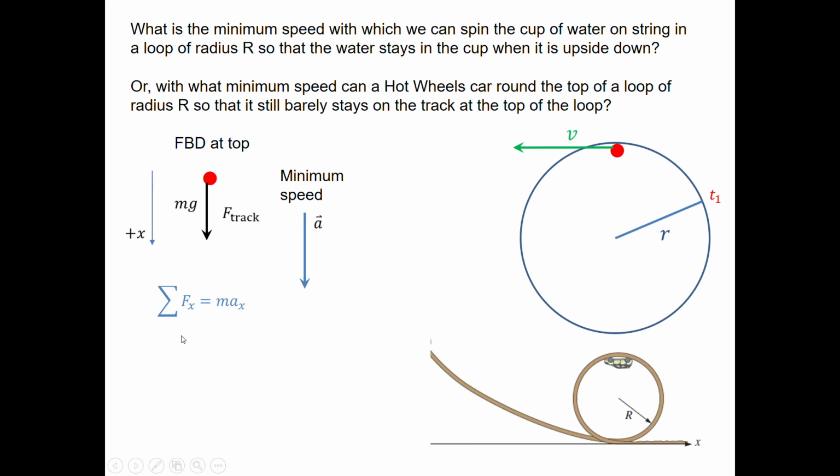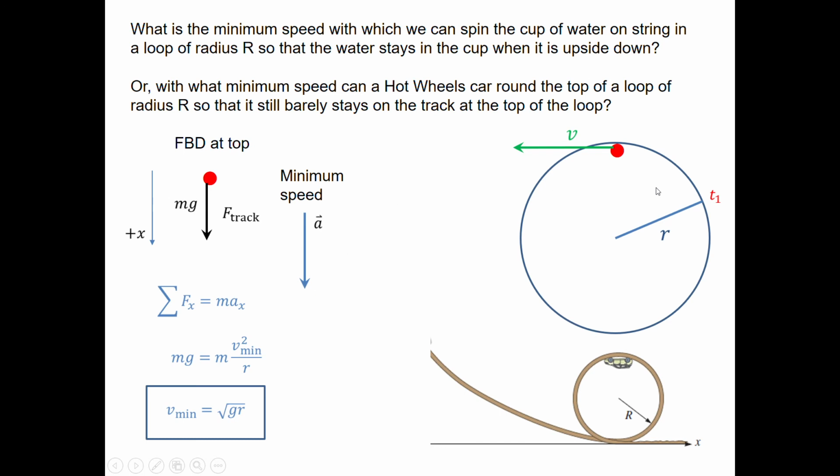And then we'll do the sum of the force x components equals m a x. There's only one force x component, that's mg. And that's equal to the mass of the object in the free body diagram times the acceleration x component, which is that minimum speed squared over r, v squared over r. Cancel the m out and solve for v minimum. You get v minimum is equal to the square root of g times r.